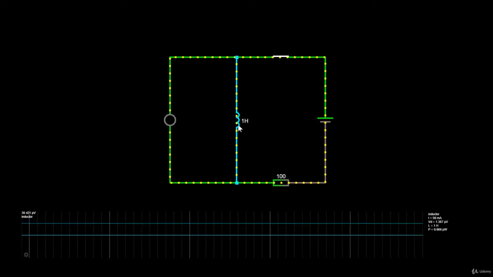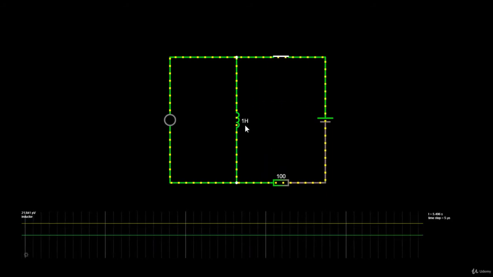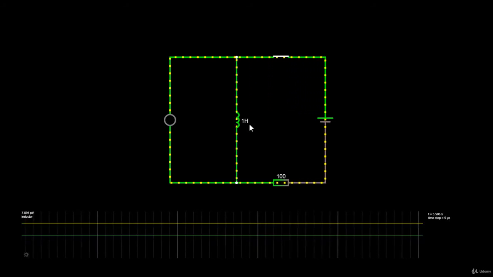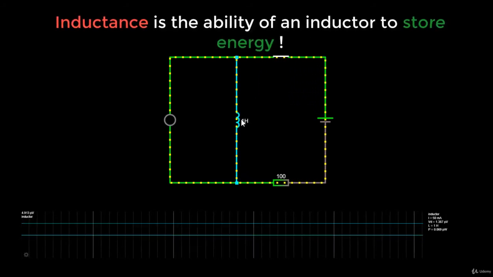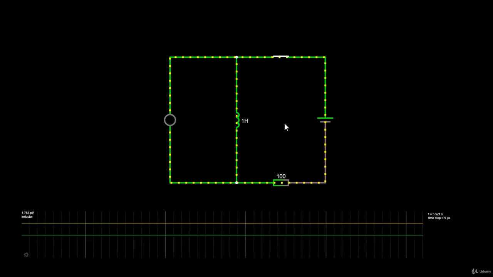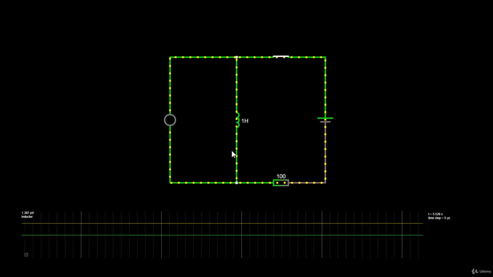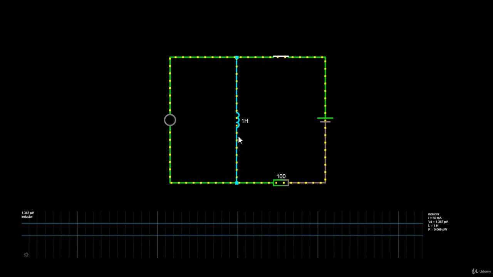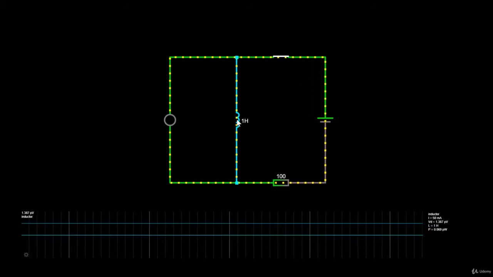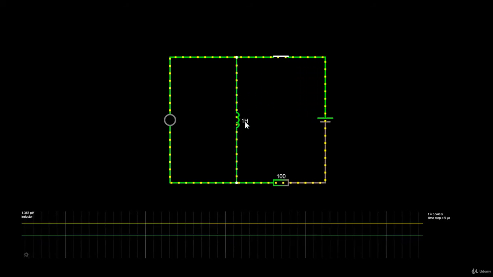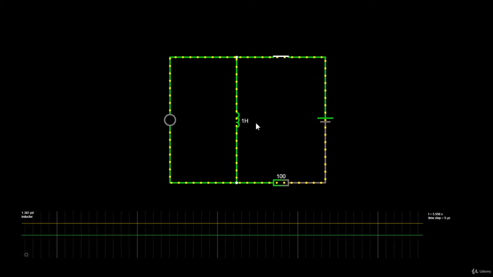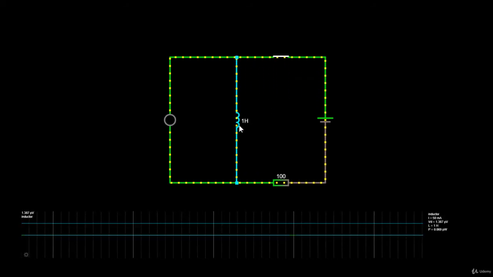Inductors have inductance, and for example the inductance of this inductor is 1 Henry. The point here is that inductance is the ability of an inductor to store energy, and it does this in the magnetic field that is created by the flow of electrical current. So energy is required to set up the magnetic field, and this energy needs to be released when the field fails. And the question is, how can we release the energy that this component is storing right now?